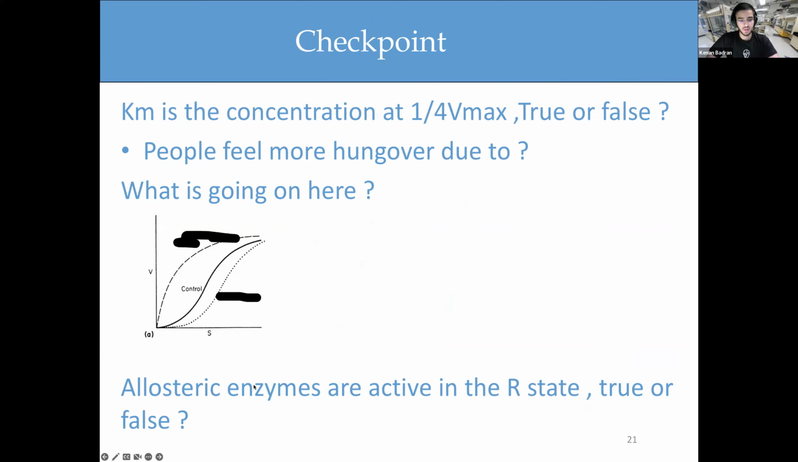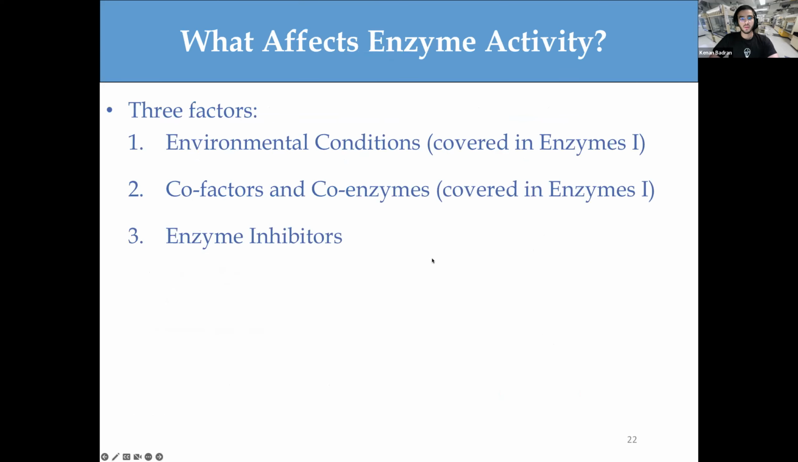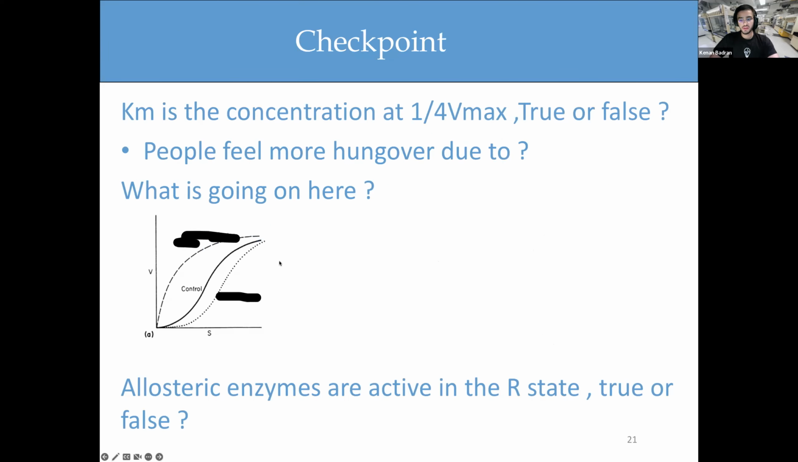And then lastly, allosteric enzymes are active in the R state. True or false? True. Obviously, not necessarily can you say active, but they have a high affinity in the R state. Okay, false and true, correct. Now here's the second part.